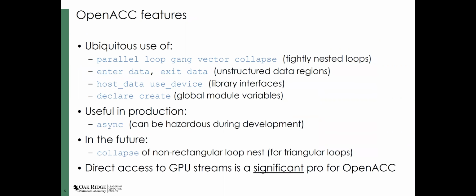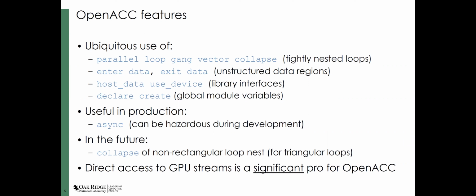This is an OpenACC talk, so I'll talk a little bit about what kind of features we're using in OpenACC. Most of the work that we're doing is in the form of tightly nested loops, and we just use the combined parallel loop gang vector collapse. That works really well for 80 to 90% of the work we're doing, and we don't have to think more about it. Also, we use a lot of unstructured data regions that we manage with enter data and exit data.